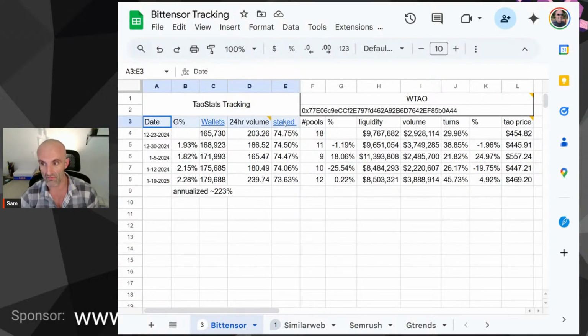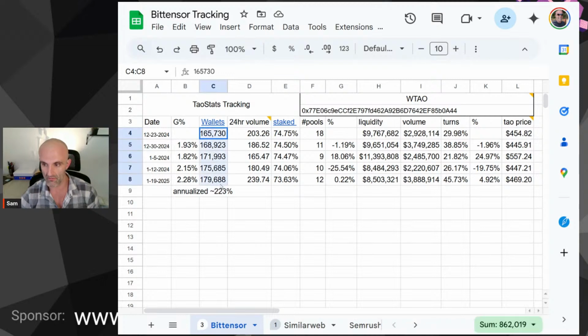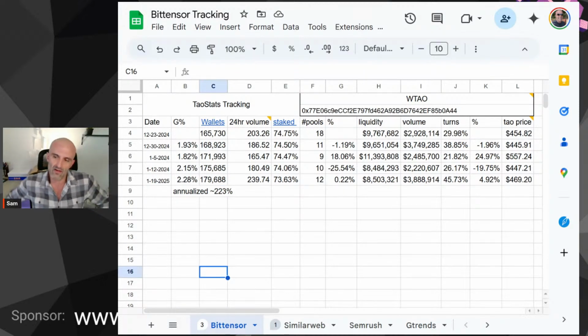This data is from Tau Stats, and we're tracking the number of wallets. So if you look here, the growth rate has actually been accelerating for the last 3 weeks. That's the number of new wallets created at an annualized rate of almost 225%. So think about this. The number of new wallets on Bittensor is growing at a rate of, and it's been increasing, right? It's probably going to continue to increase until detail comes out, at a rate of nearly 225%.